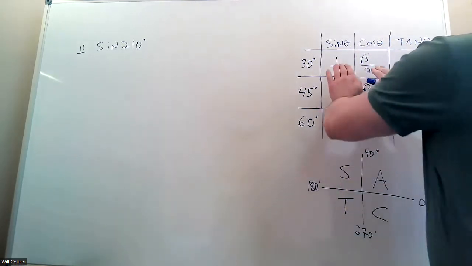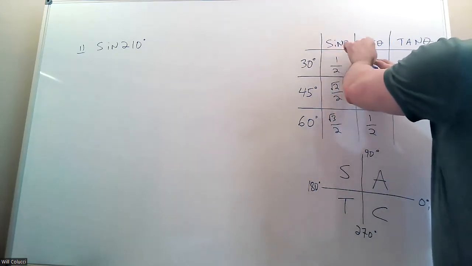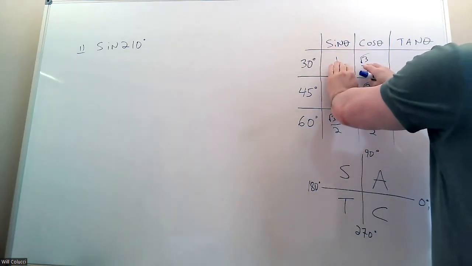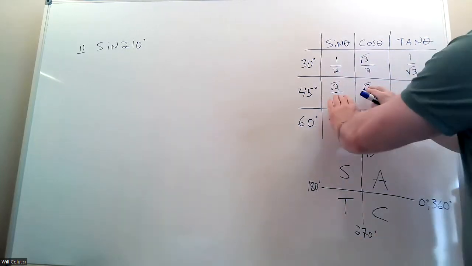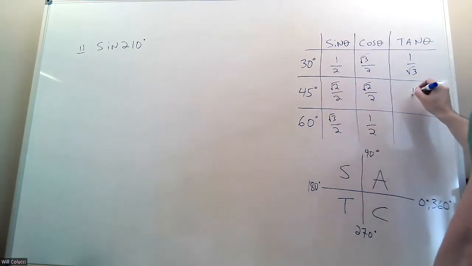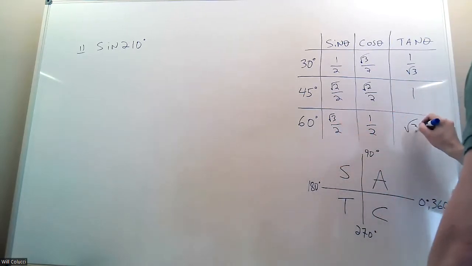To do tangent, you just take the tops and divide them. So tangent is sine over cosine, right? That's a trig identity. So you just do 1 over radical 3. Here you do radical 2 over radical 2, which is just 1. And here you do radical 3 over 1, which is radical 3.